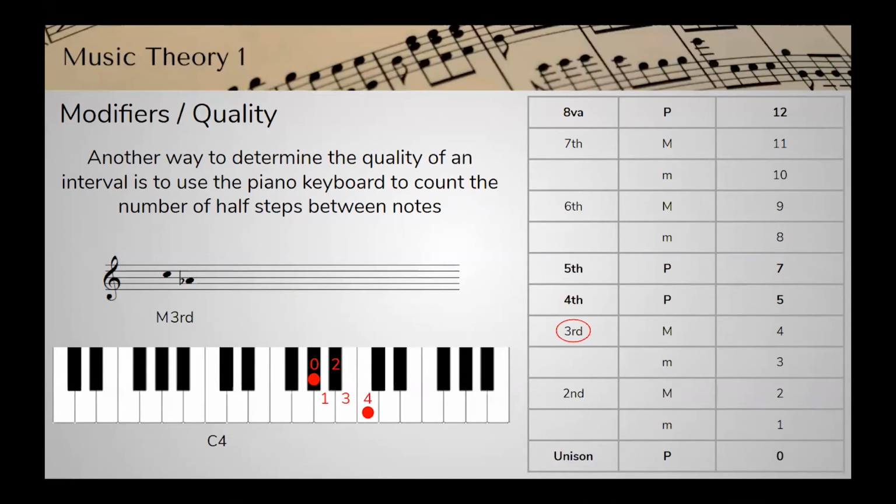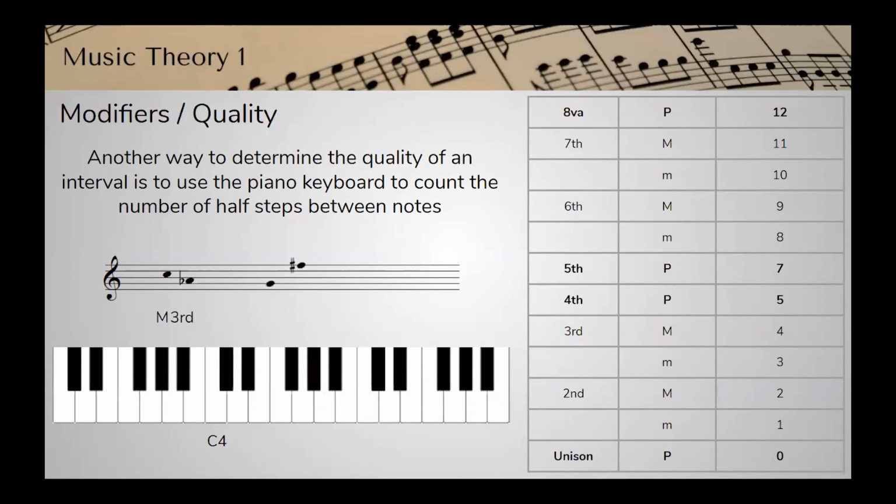And not the space that the two notes occupy on the staff, okay? So you always count starting with 0 when you're doing this. You can see that there are 4 half steps between these two notes. So that means that this is a major third, like we figured out earlier. Okay, let's look at another one.